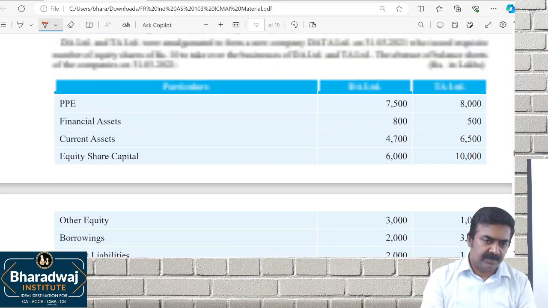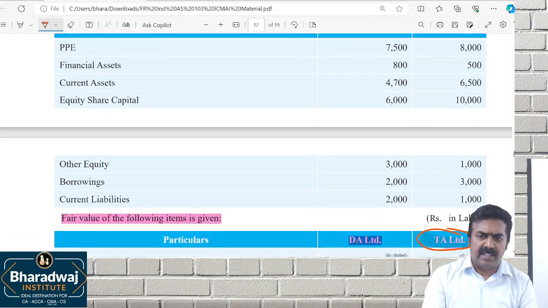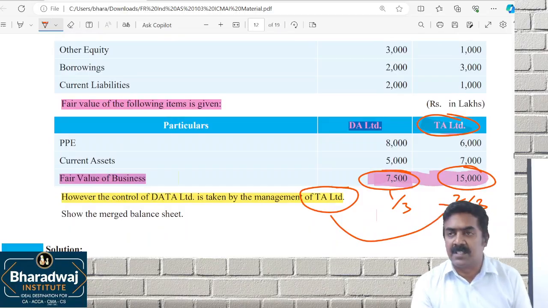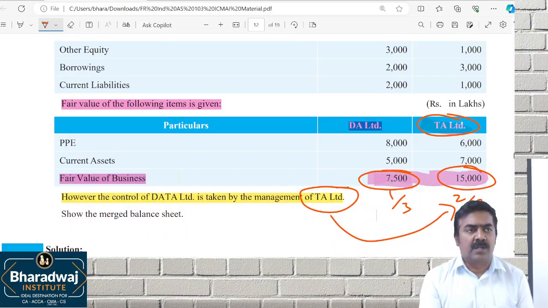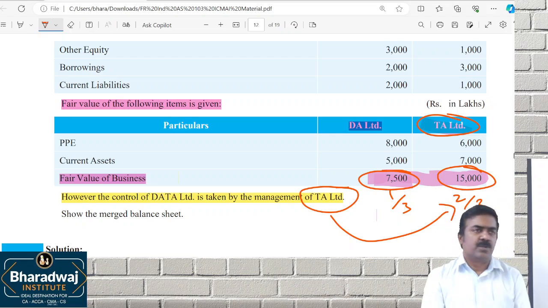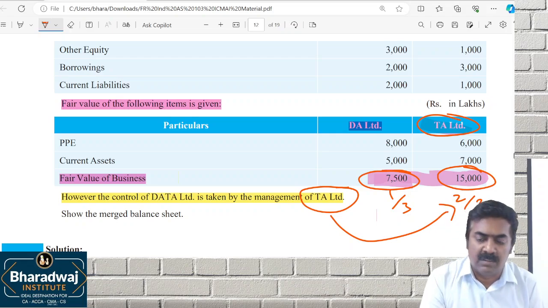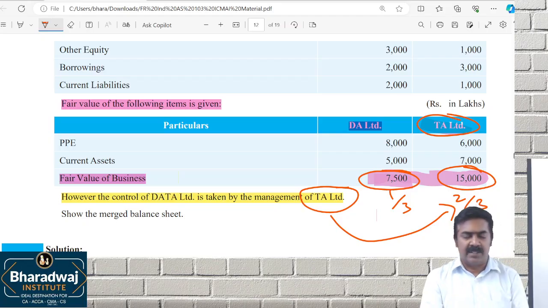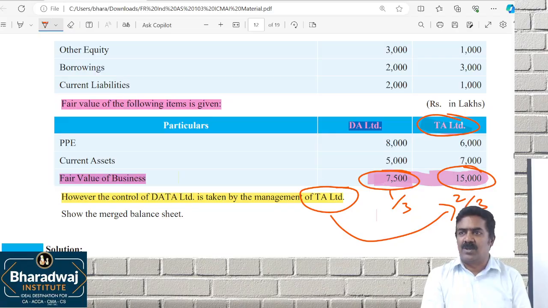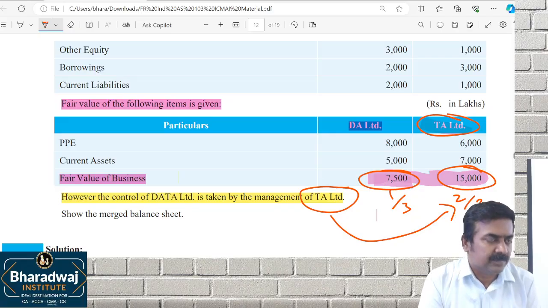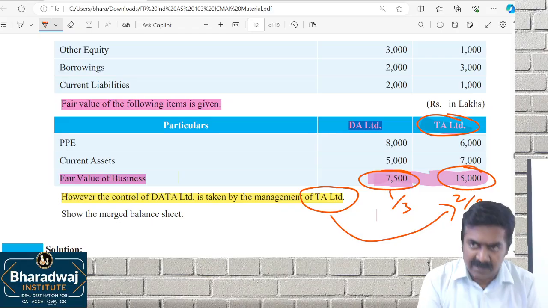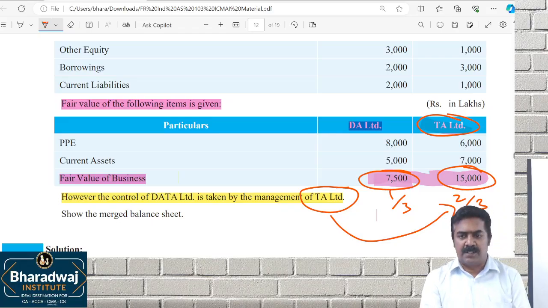Various values are given. Fair value of assets are given. Look at the fair value of the business also. 15,000 for TA Limited, 7,500 for what? DA Limited. So in the merged entity, 2/3 control will be with whom? TA Limited. It's like the seller having control over the merged entity. It's called as which one? Reverse acquisition.